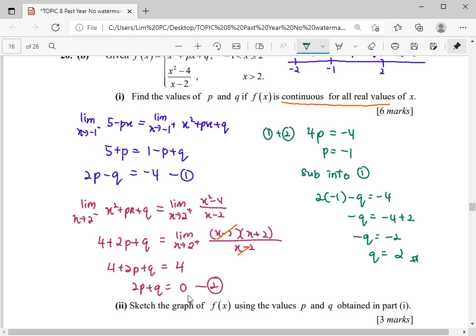So we managed to find the value of q and value of p. So this is our concept: make sure the limit left hand side equals the right hand side to build out our first simultaneous equation. And then the same occurs at x equals 2, and solve our simultaneous equation to get the answer, which is p equals negative 1, q equals 2.